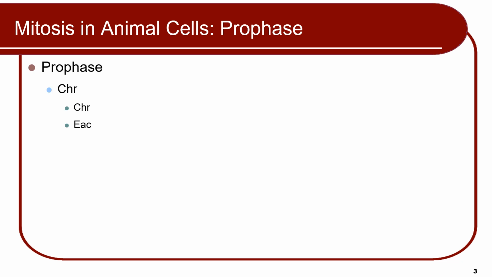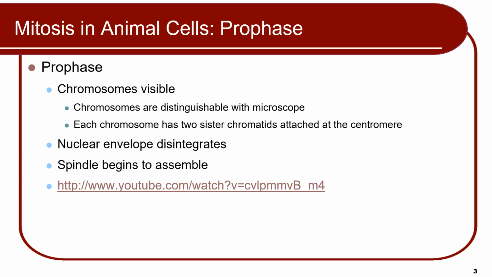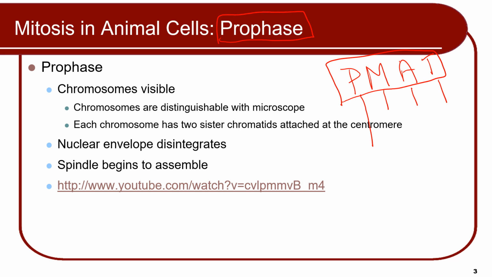So mitosis has 4 stages. And one way you can remember them is using PMAT. P stands for prophase, M for metaphase, A for anaphase, and T for telophase. We're going to go through what happens in each of these 4 stages, beginning with the first one, which is prophase.